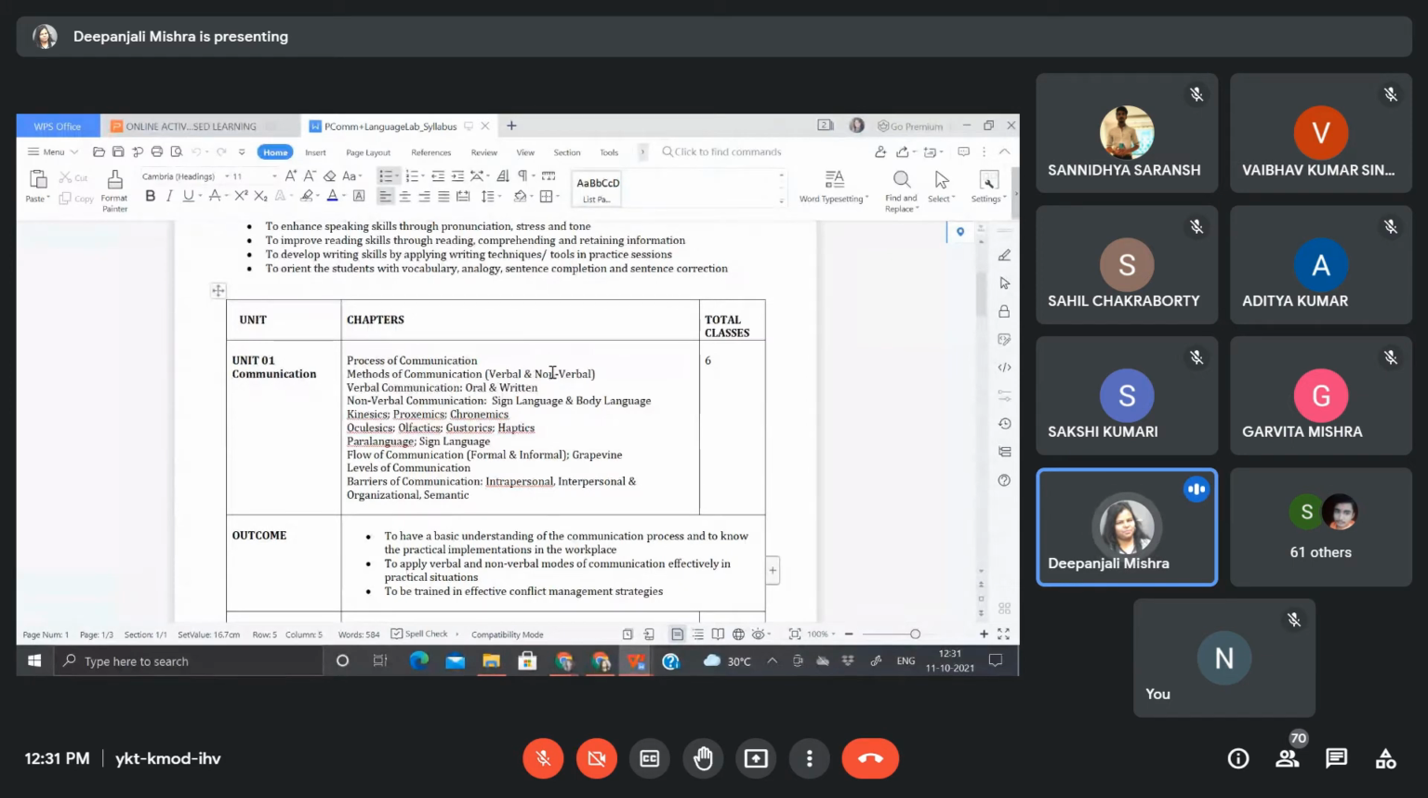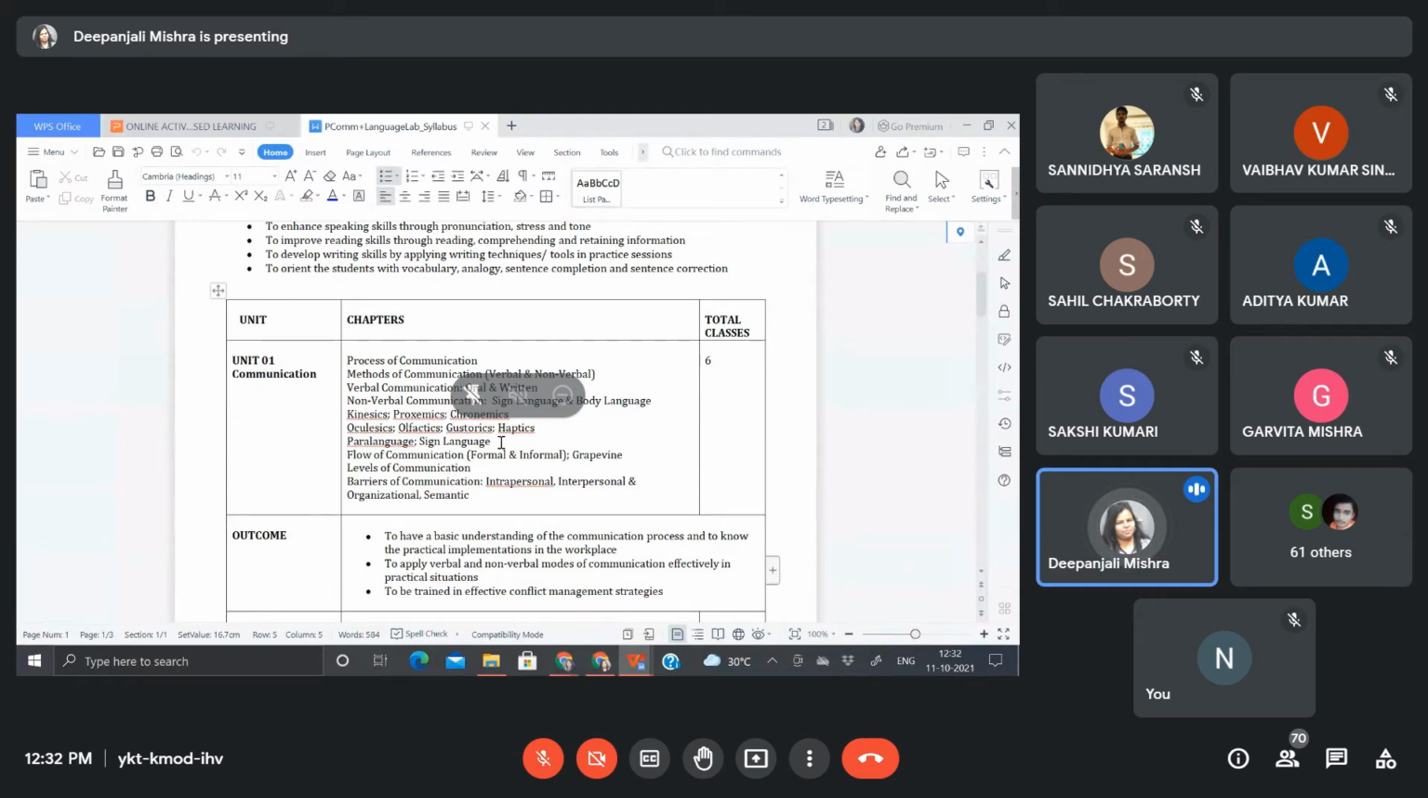Methods of communication, verbal and non-verbal, as I was saying. Then verbal communication is oral and written. Non-verbal is sign language and body language. So these are the types of body language we will do: kinesics, proxemics, chronemics, oculesics, olfactics, gustatorics, then haptics, paralanguage, and sign language.